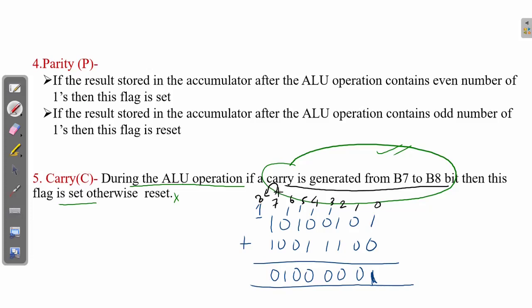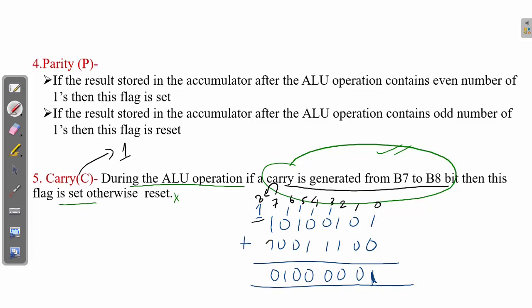Yes or no, guys? I hope yes. So if there is a carry at bit number 8 from bit number 7, that means the carry flag will be set or reset? Set. That's correct.